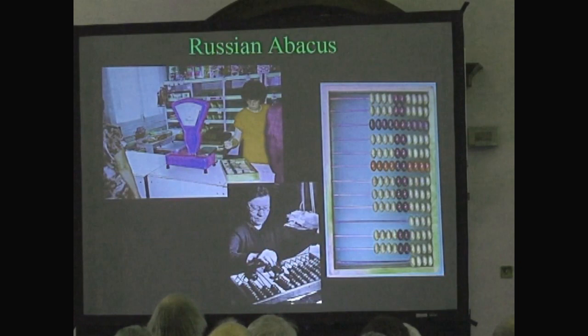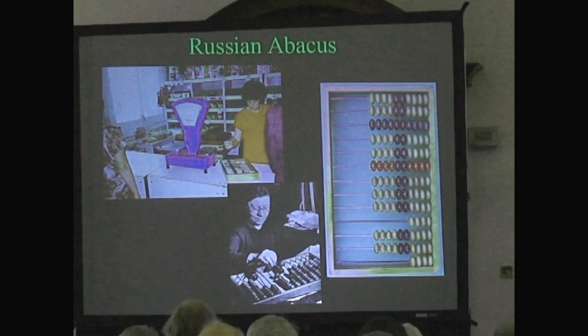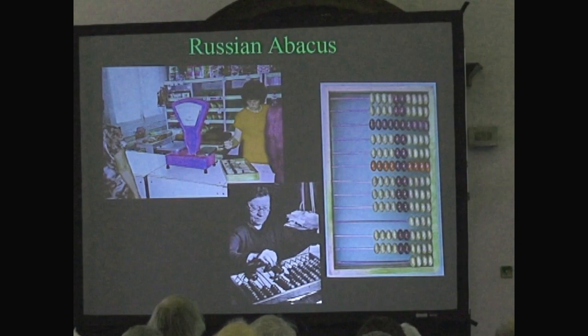Now, the abacus spread all over the East. The Russians use an abacus. Again, there's one on the table here. Again, too many buttons on the abacus. There are 10 buttons here. Presumably these are to do with fractions of some sort, money or whatever. But why they've got 10 buttons rather than 9, I don't know. But they're in common use in Russia.